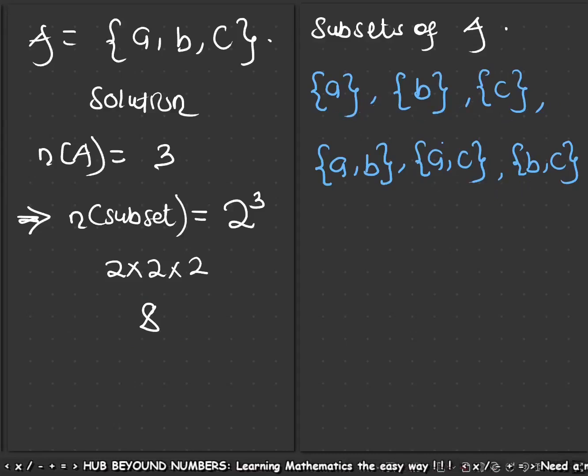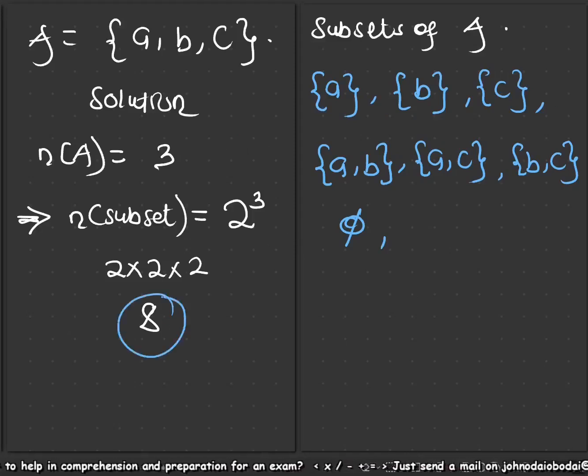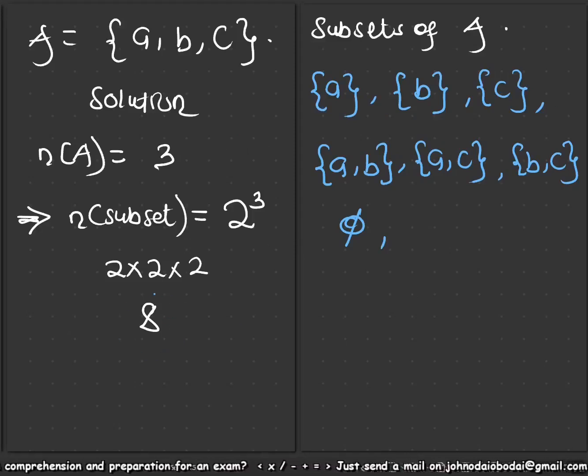Just 6. So this is where we apply another concept that says the null set is a subset of every set. The null set is the what? Subset of every set. So we write the null set, and by this we have what? 1, 2, 3, 4, 5, 6, 7. We have 7. Our calculation said we had 8 subsets.